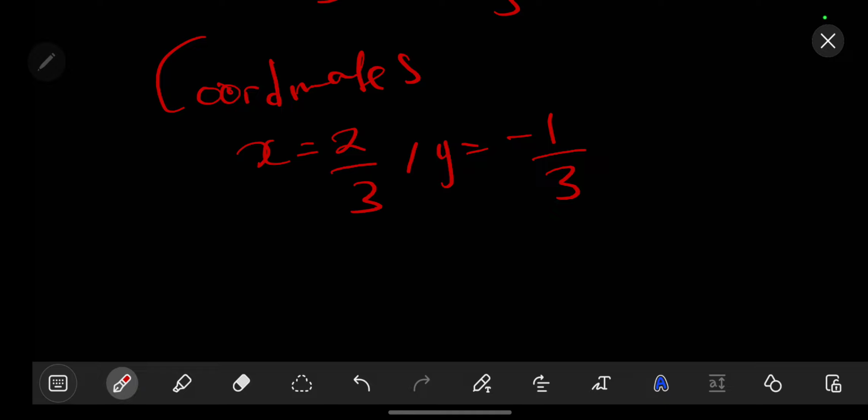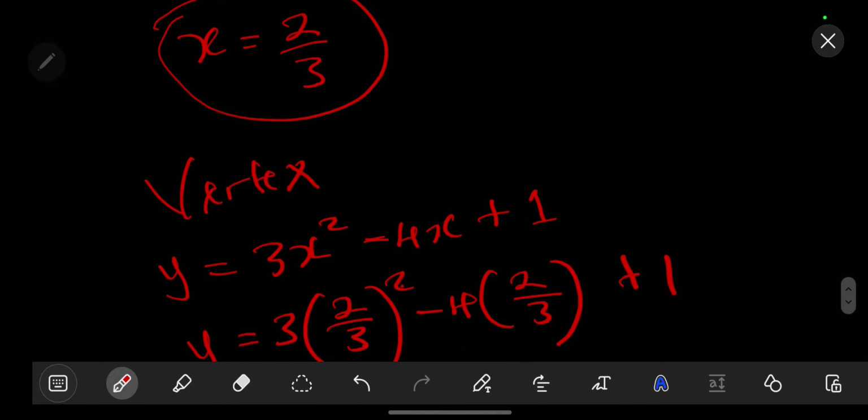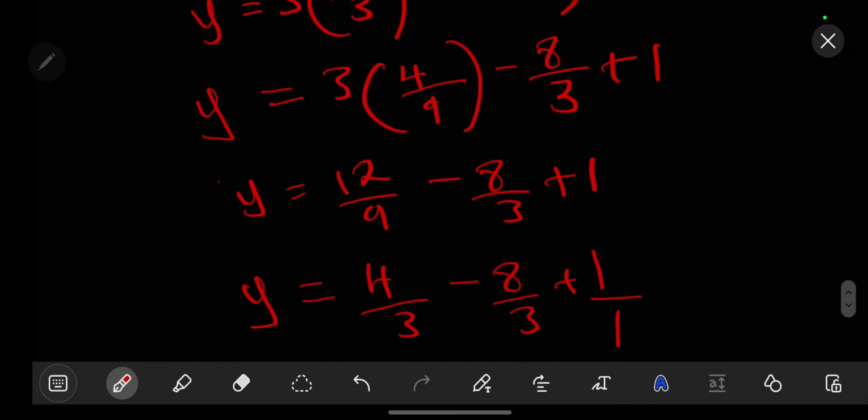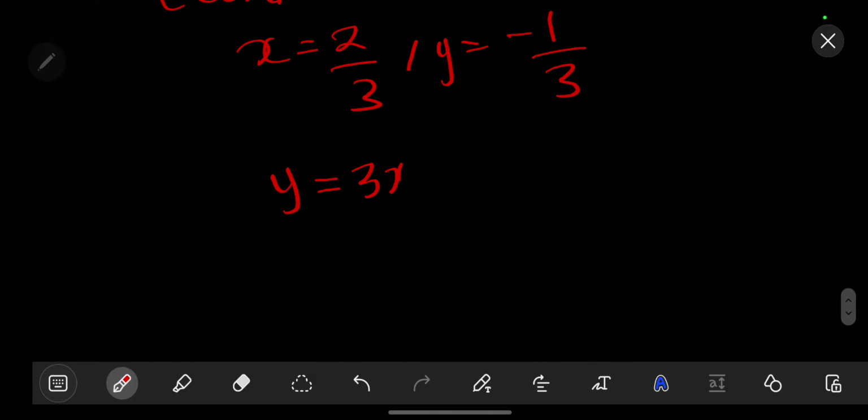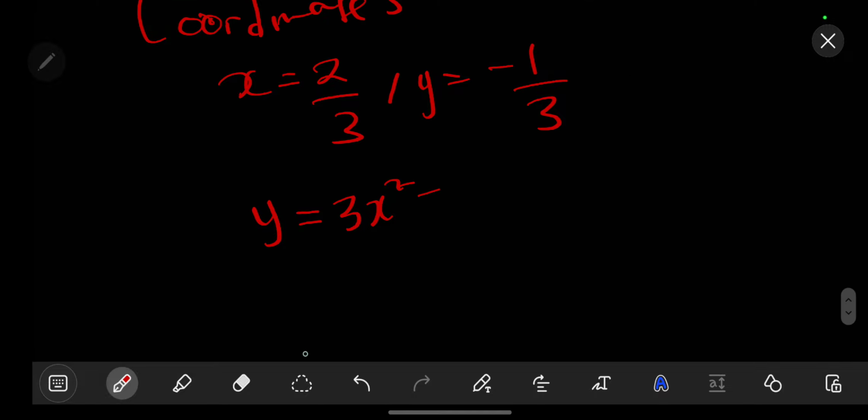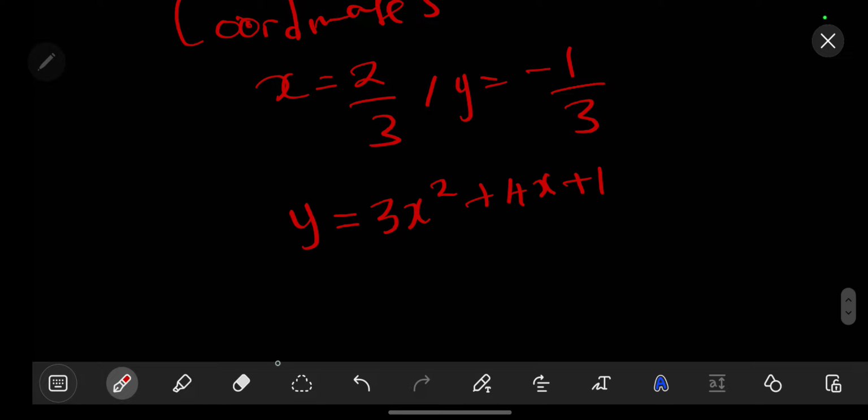Then what we are going to do is this. In order for us to find the x-intercept for the equation, we have y should be equal to 3x squared minus 4x plus 1.